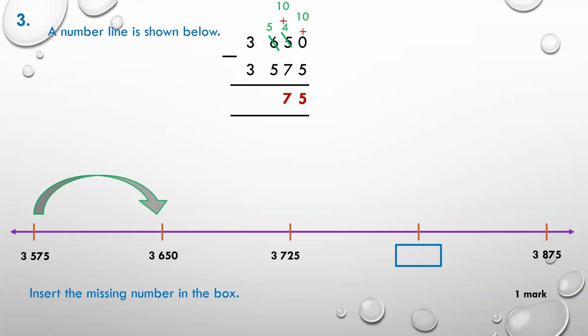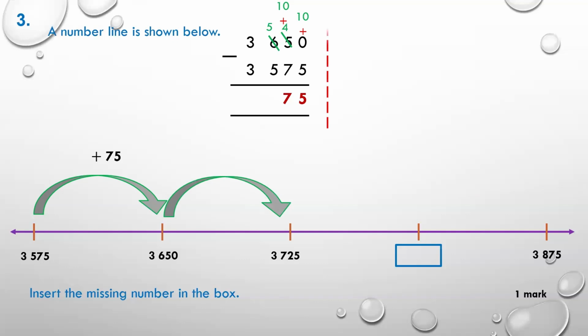Therefore, what is the difference between the first number and the second number? 75. So if we had 3,575 and we add 75 to it, we're going to end up at 3,650. That's what we did. Now, how do we move from 3,650 to the next number? Is it getting bigger? Yes, it is. So how much bigger? We need to find the difference.